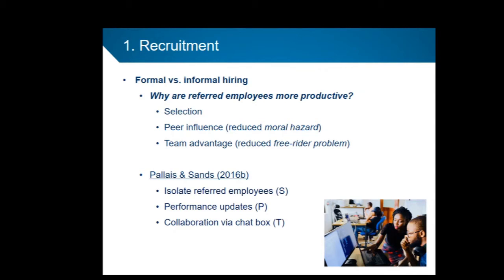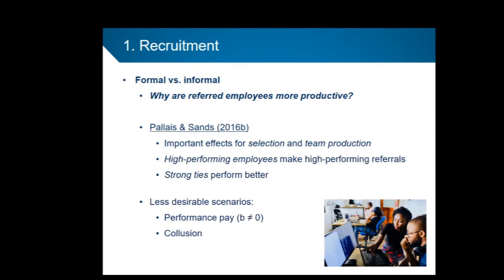Now, what did they find? They found that only selection and team production had important effects on production. In other words, the referred employees were more productive first because the referrals were more effective at identifying talented employees, and second because referred employees were more likely to have a team advantage with the employees who made the referral in the first place.